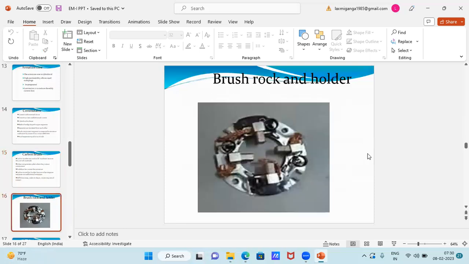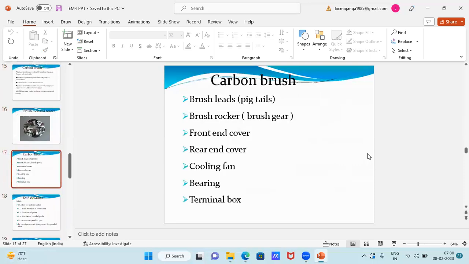Brush rocker and holder. The brush holder is used to hold the brushes. So your carbon brushes have the following parts: brush leads, brush rocker, front end cover, rear end cover, cooling fan, bearing, terminal box.